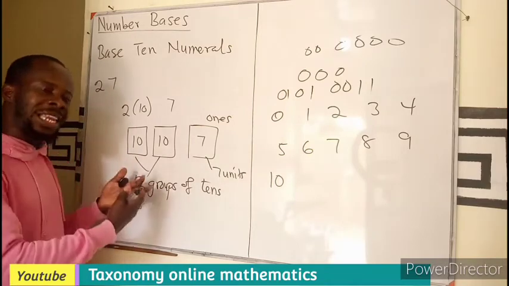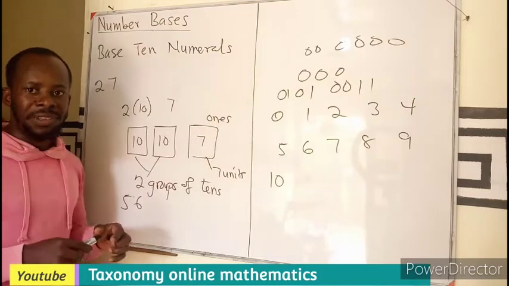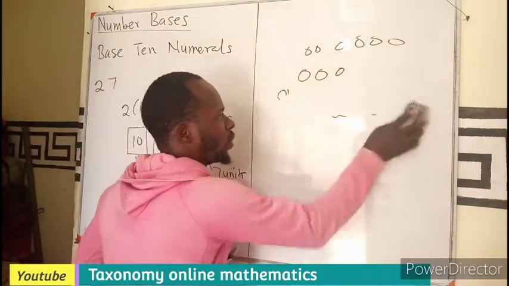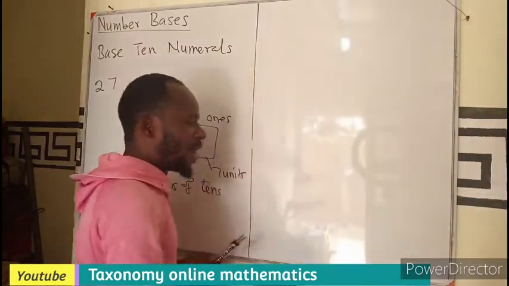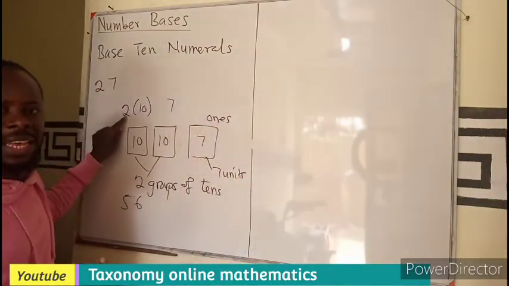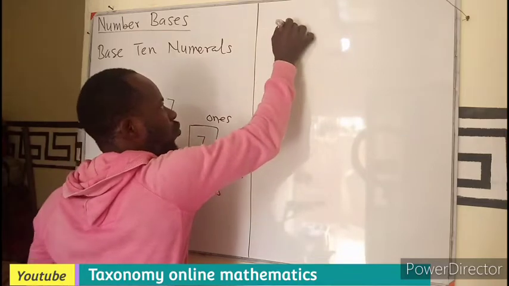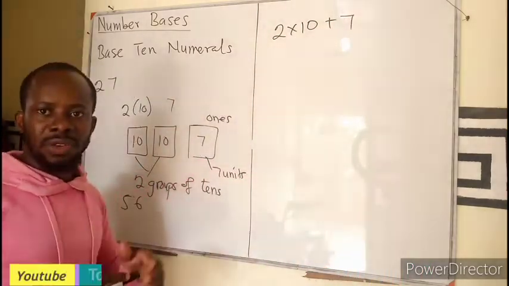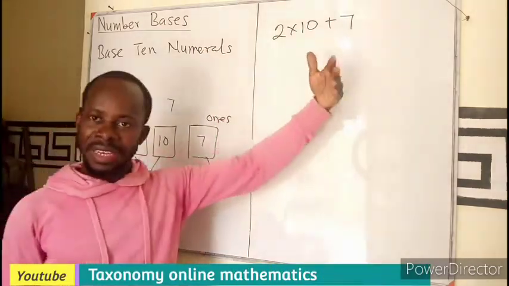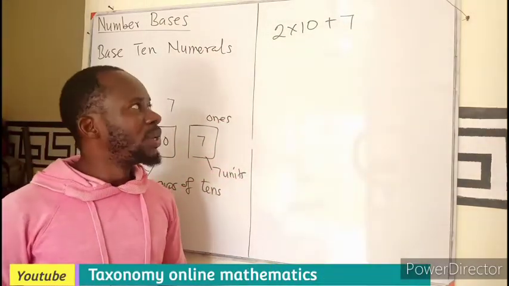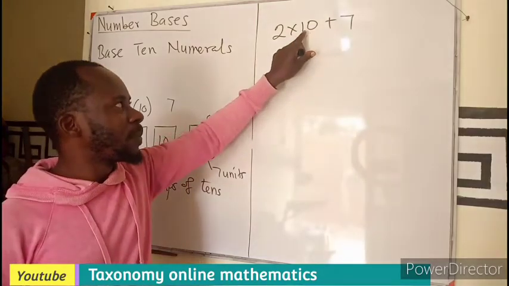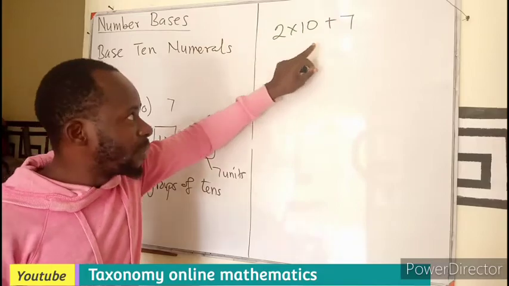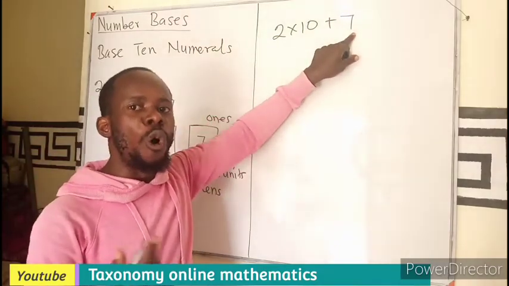You want to build up that idea into various bases. Okay, so that will lead us into what we call the place value. It means in this case, I should be having 2 times 10 plus what? 7. 2 tens, 20. 20 plus 7, I have my 27. So I can also say that the place value of 2 is tens. The place value of 7 is units, or ones.